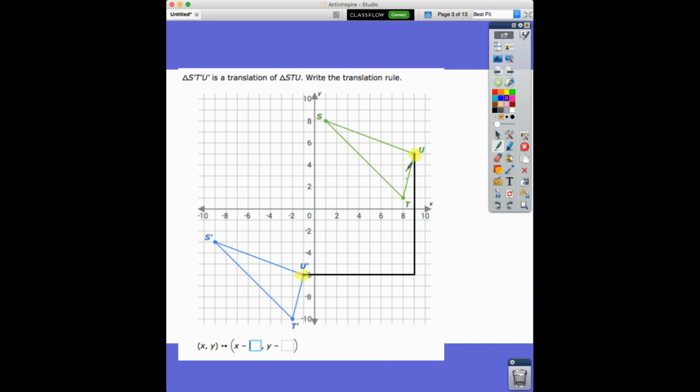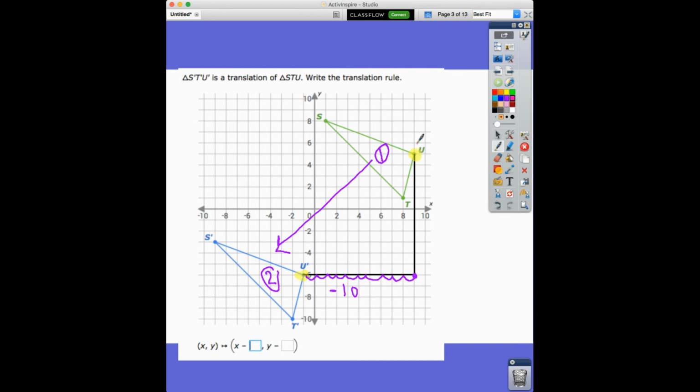This is STU, so this is your pre-image. This is S prime, U prime, T prime. This is your image. You are starting at 1 and going to 2. So we would really be going from here to here. So this would be 1, 2, 3, 4, 5, 6, 7, 8, 9, and 10. And since we're starting here and going here, that would be -10.